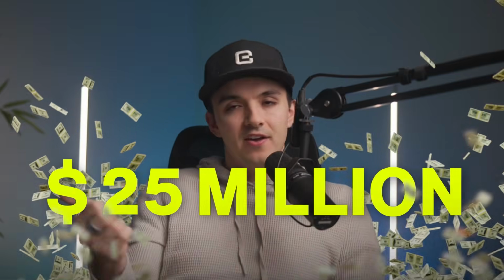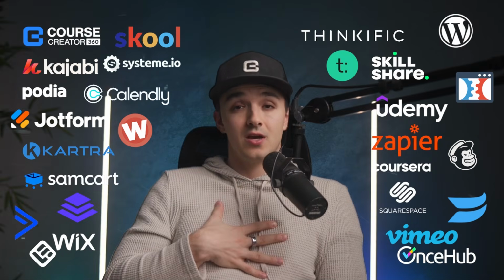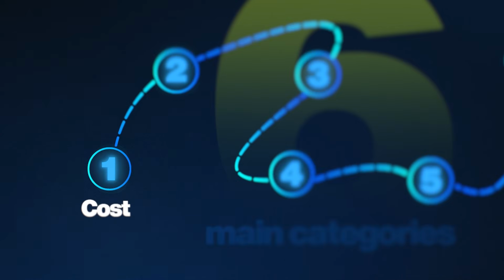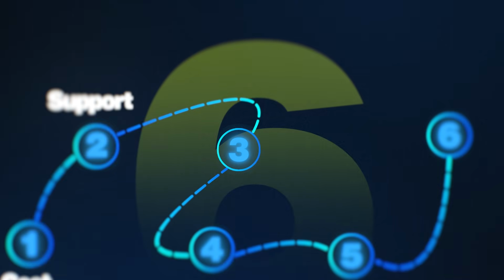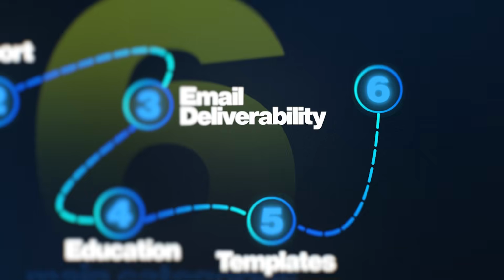We have sold over $25 million in online courses. We've been doing this since 2016, over 10 years. I have joined a lot of softwares myself. And every time I join one or am considering joining one, I always look at these 6 main categories. First, costs. Second, support. Third, email deliverability. Fourth, education. Fifth, templates. And then 6th is services.